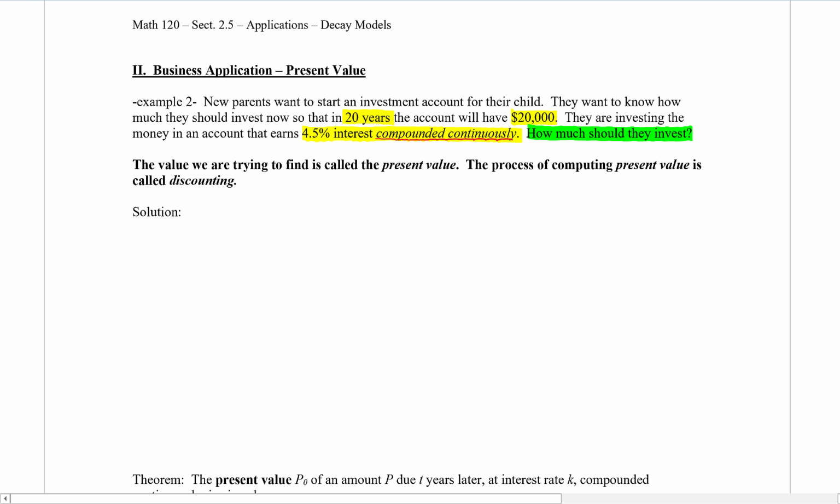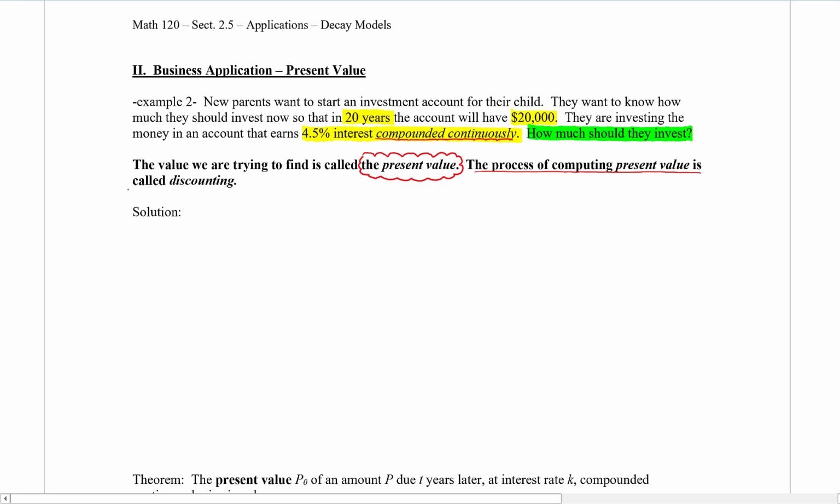The value we are trying to find is called the present value. I'm going to draw a cloud around the words the present value. And the process of computing present value is called discounting. I'm going to underline that entire sentence.